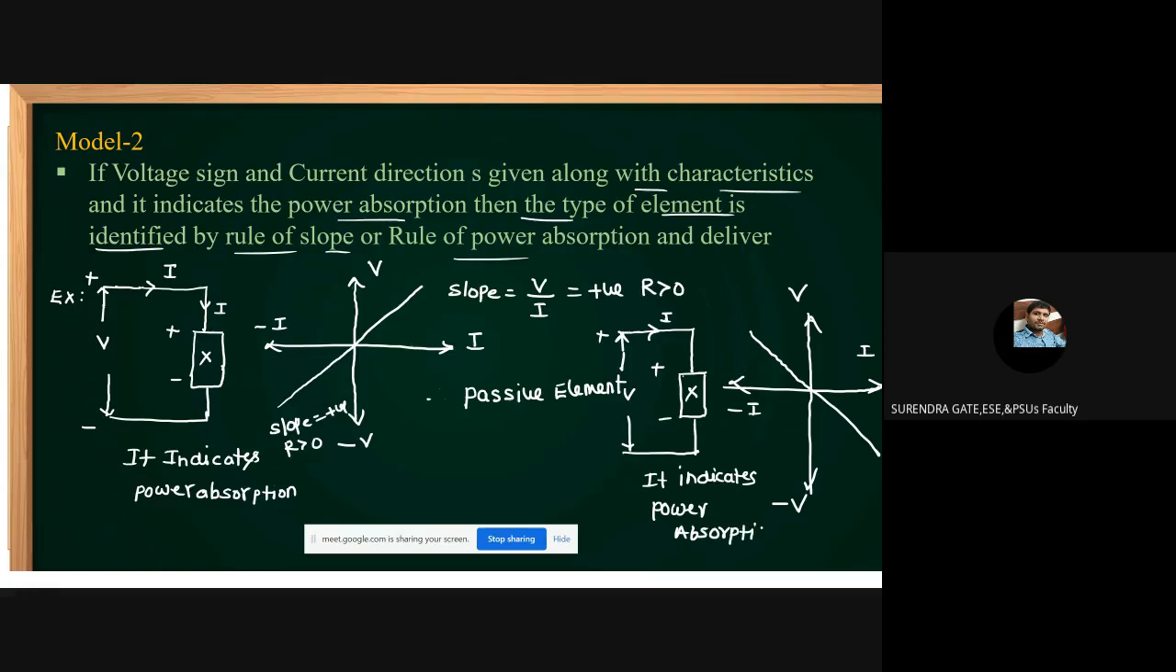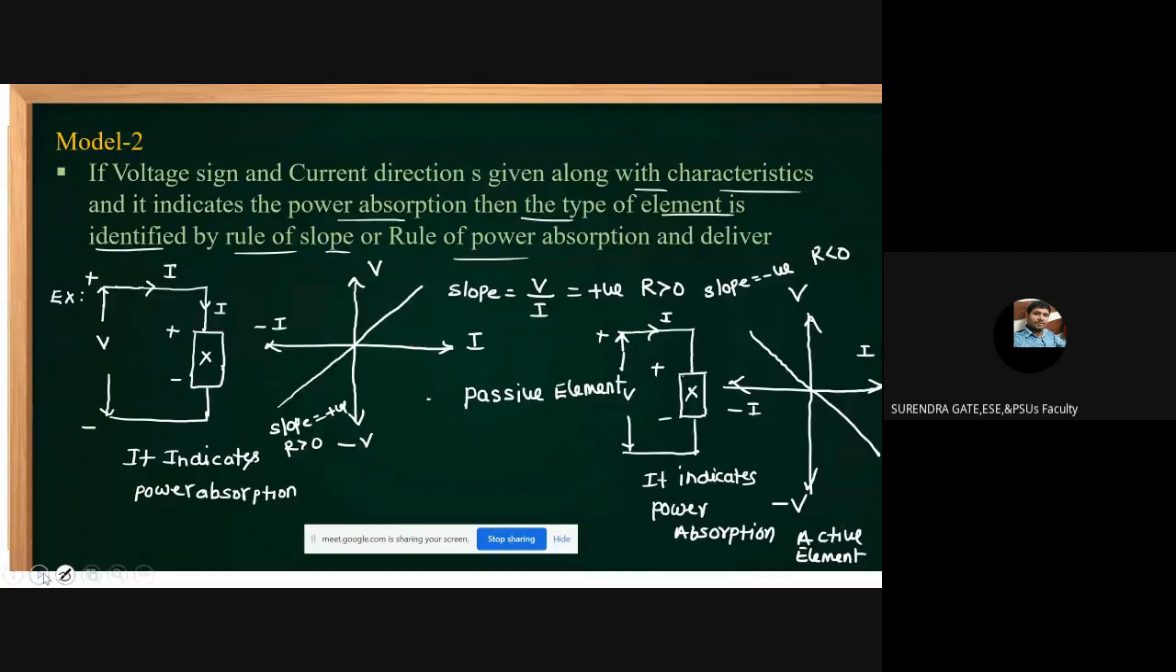Yes, friends, it indicates power absorption. Once it indicates power absorption, you find the slope. The slope is negative, that is R less than 0. Which element, friends? Active element. Model 1 and model 2 are the same; follow the same procedure. These are active elements.